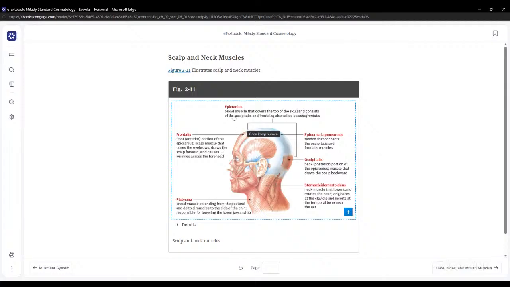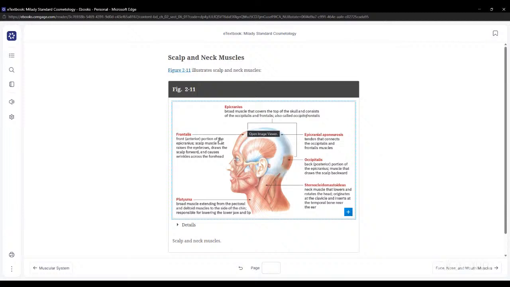Let's start with epicranius. Oh, let's start with frontalis. Think of a frontal lace wig. That's what I tell the students. Think of a frontal lace wig. You have a frontal bone, and then you have a frontalis muscle. Okay. We're talking about the forehead.